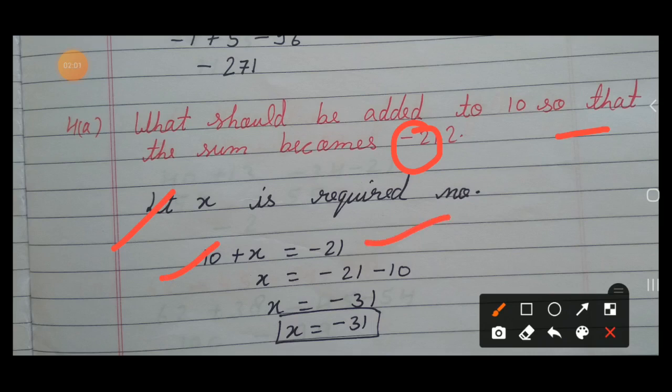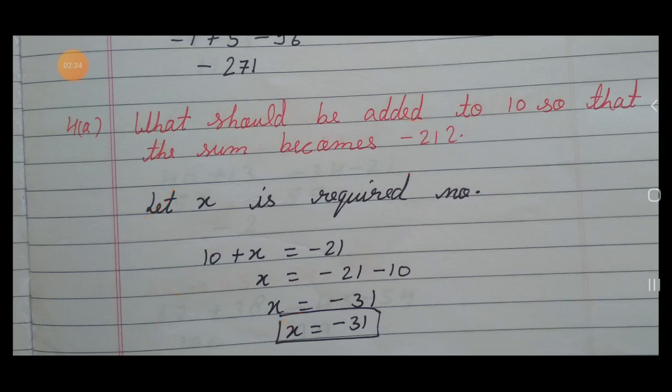We will take this 10 on right hand side. If we will shift on right hand side, sign will be changed. Here on left hand side it is with plus sign, and if we will take this on right hand side, this will come with minus sign. Yes, minus 21 minus 10, minus plus, but sign we will take here negative, because here 21 is greater than 10. Yes, x is equal to minus 31. This is the required value.